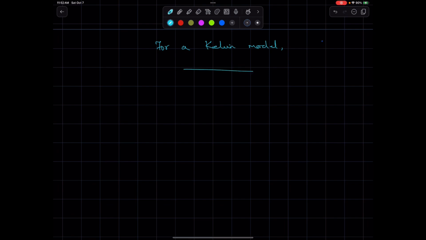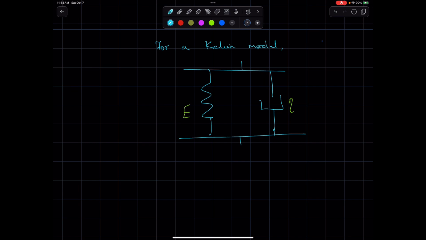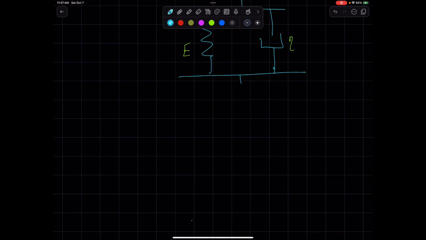For a Kelvin model, we have a spring and dashpot in parallel. So the stress is different for the spring and the dashpot, but the strain is the same. The strain is given by sigma over E times 1 minus exponential of minus Et over eta.